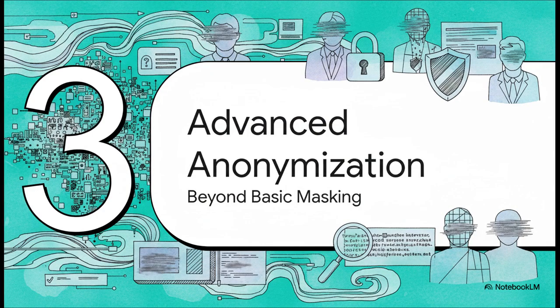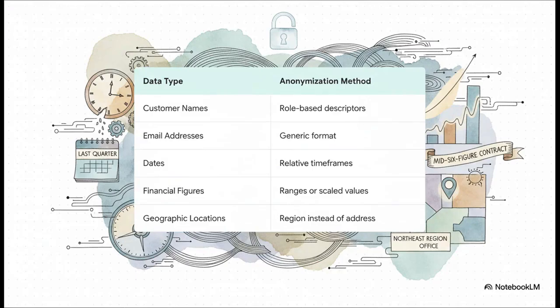But what happens when a simple placeholder like client name just isn't enough? For more complex prompts, sometimes we need to graduate from basic masking to more advanced anonymization methods. Now, what's really cool here is how you can use different strategies for different kinds of data. So instead of a specific date, you might use a relative time frame, like last quarter. Instead of an exact financial figure, maybe you use a range, like a mid-six-figure contract. And instead of a full street address, you could just say our Northeast region office. You see? You're giving the AI enough context to work with while keeping the raw data completely under wraps.